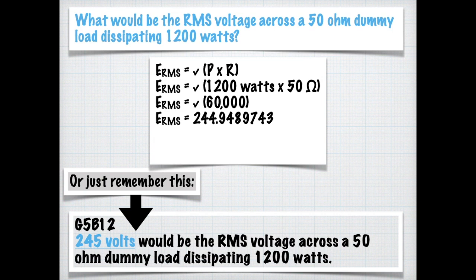So I would recommend for this exam, if you're going to do the math, take along a scientific calculator that does not store memory or does not have any memory. So you can't use a TI fancy calculator that you can store formulas and things in. That's not allowed. But just a cheap calculator is allowed. And if you don't want to do the math, just remember that 245 volts would be the RMS voltage across a 50 ohm dummy load dissipating 1200 watts.